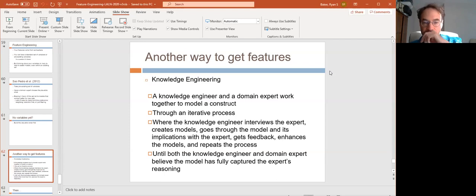So another way to get features: knowledge engineering. Knowledge engineering is a discipline way older than educational data mining and learning analytics. In knowledge engineering, a knowledge engineer and a domain expert work together to model a construct. They go through an iterative process where the knowledge engineer interviews the expert, and then they create models, and then they go through the model and its implications with the expert. They get feedback, they enhance the models, and they repeat the process. They do that until both the knowledge engineer and the domain expert believe the model has fully captured the expert's reasoning process. They both think, this is really how I think about things.